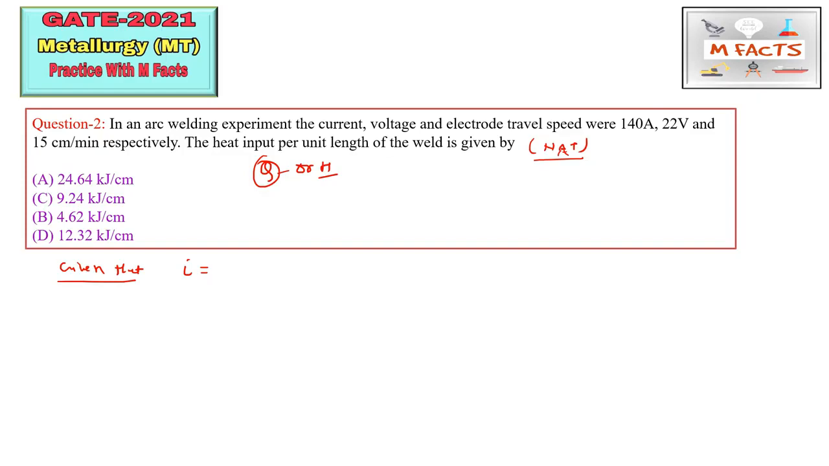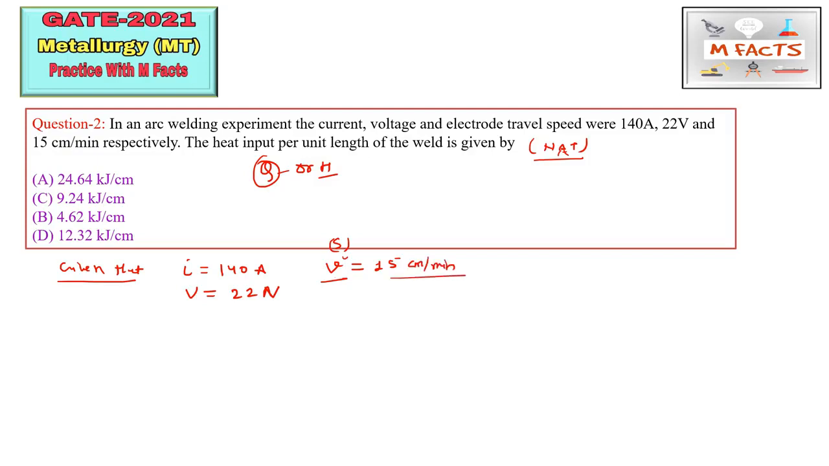So I is given, that is 140 ampere. Voltage V is given, that is 22 volt. And the welding speed is given, that is small v. I am writing it here, so don't confuse capital V and small v. This is welding speed. You can also represent it by S; in some books you will find S as welding speed. So 15 centimeter per minute. This is all the given data.